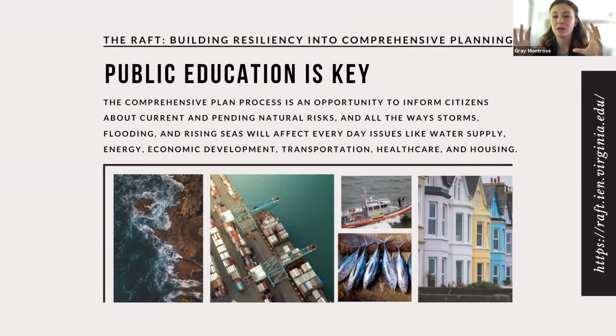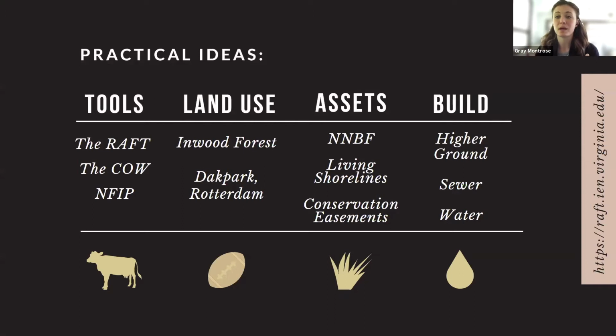So if we start shaping what we're doing and what we're planning using that lens of let's think about these natural forces and these natural risks, then we can prepare for tomorrow. We're thinking about these practical ideas. We've covered a bunch of them, but they're kind of falling under these big categories. We're thinking about tools, land use, the assets we already have, and what we can build. So tools that we've identified: the RAFT is a big one. We've heard about that. The COW, that's what I'm going to tell you about in just a second. Mary Carson's going to talk about CRS and the NFIP.